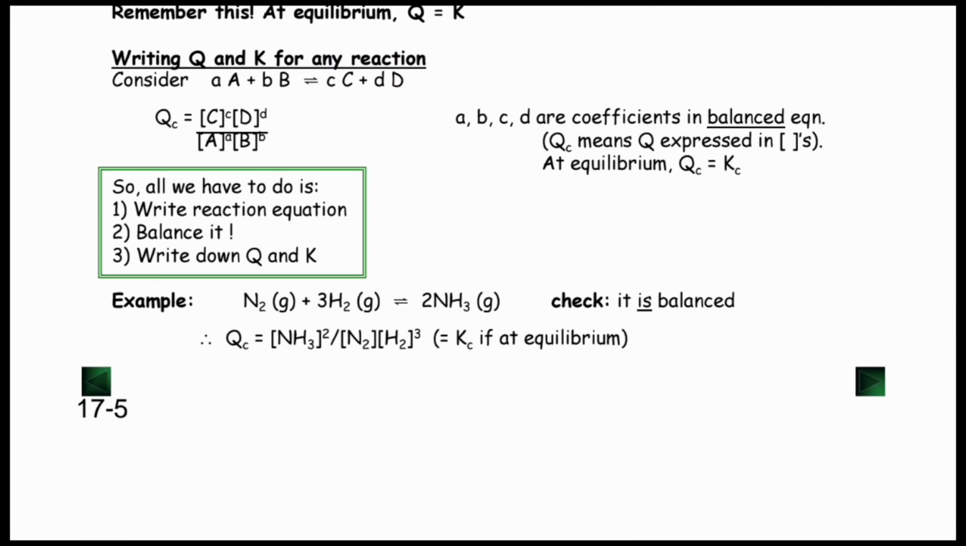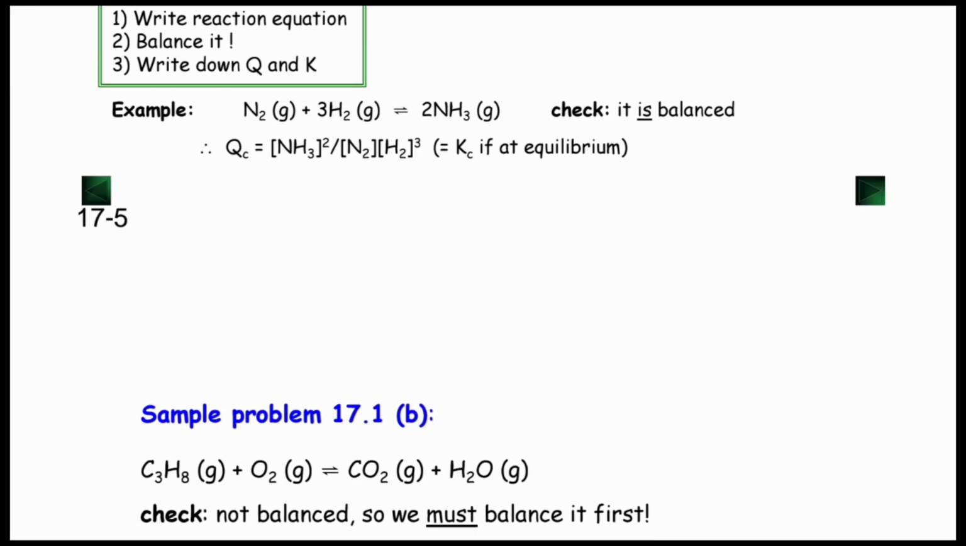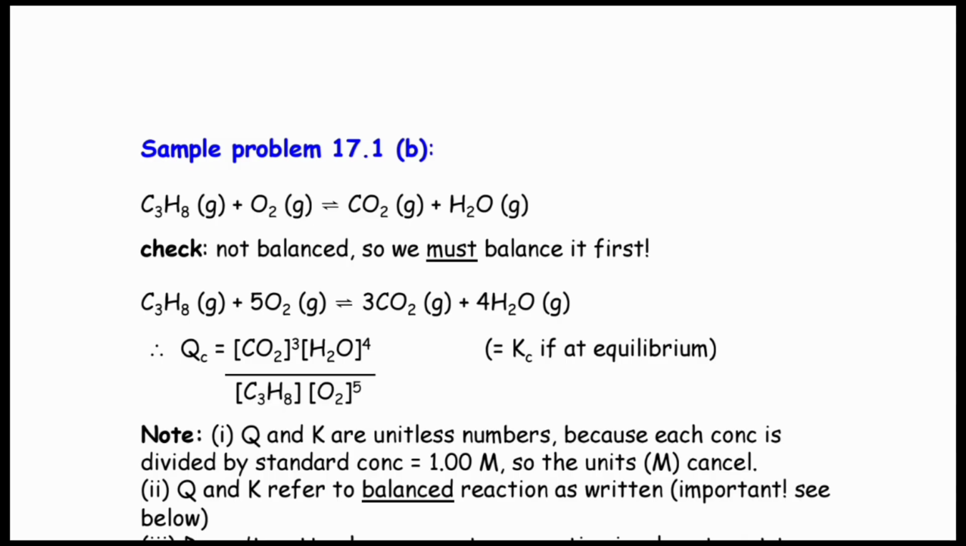Here is an example: find the value of QC. It will be like this. Products are on the top and reactants are below in the equation. Okay, this is an equation, C3H8. This is a reaction, and it is not balanced, because here are 3 carbons and here one. First balance this.